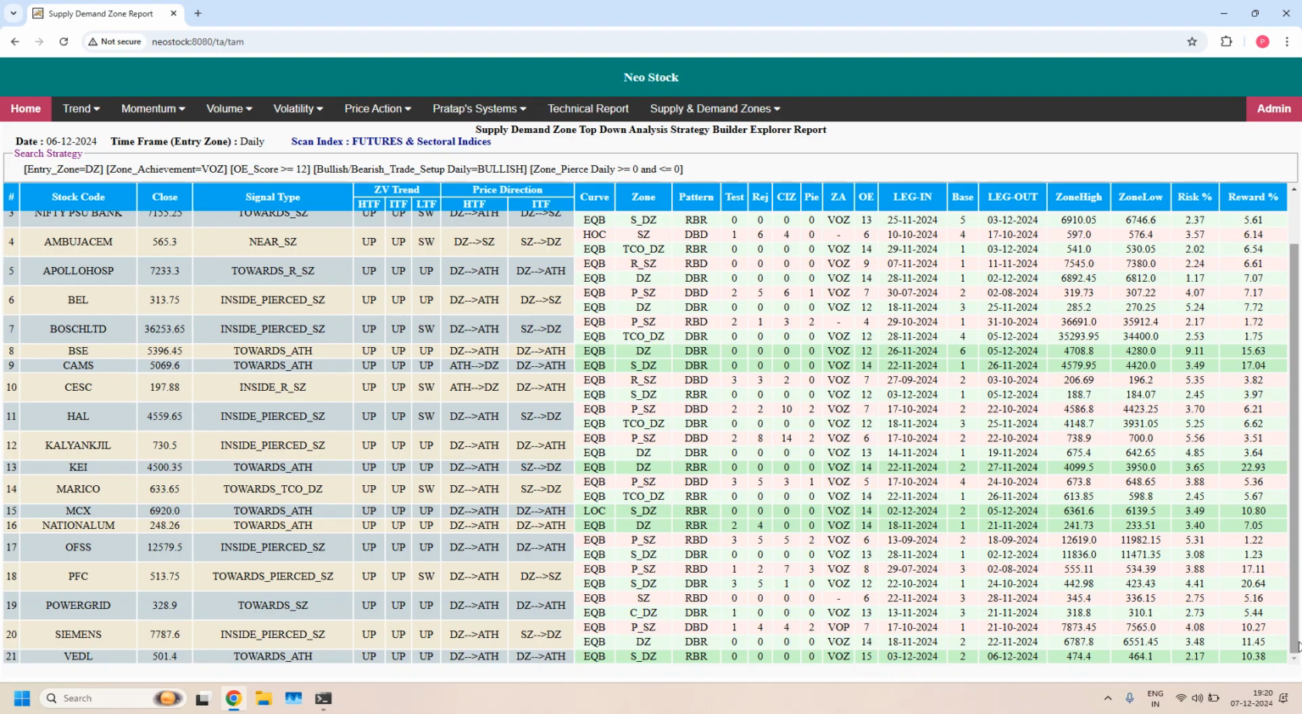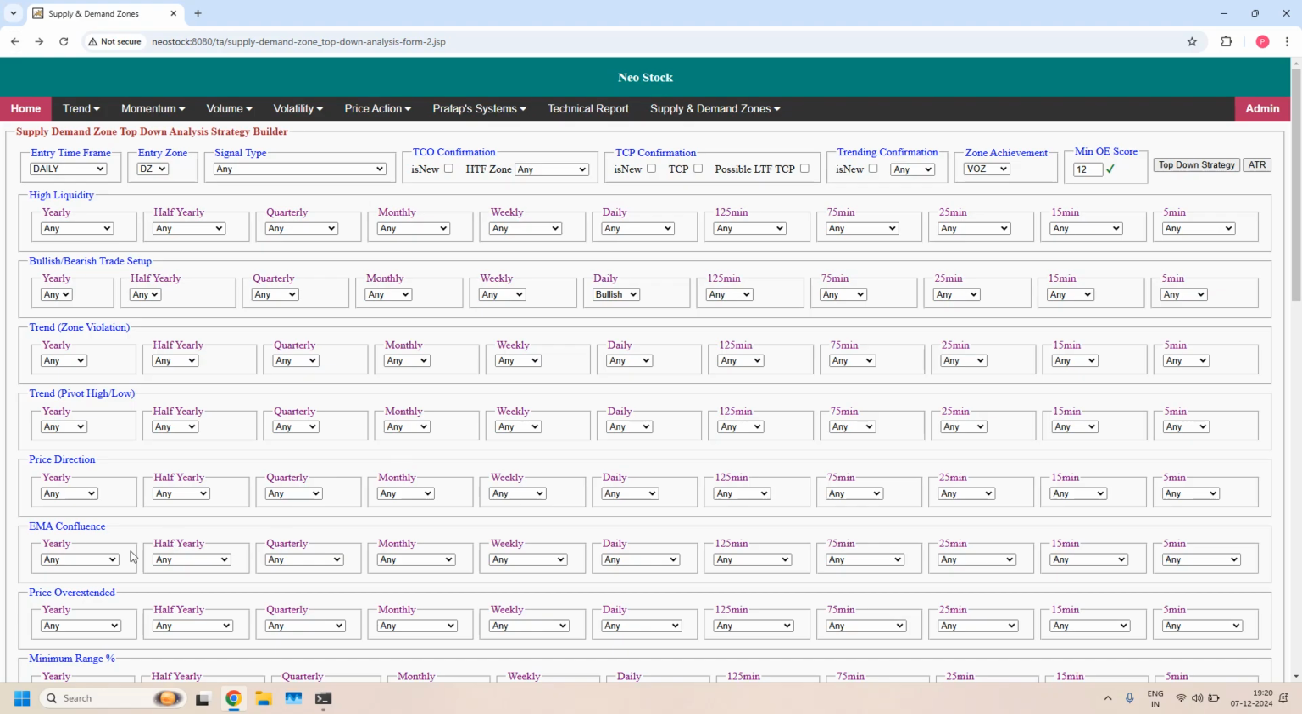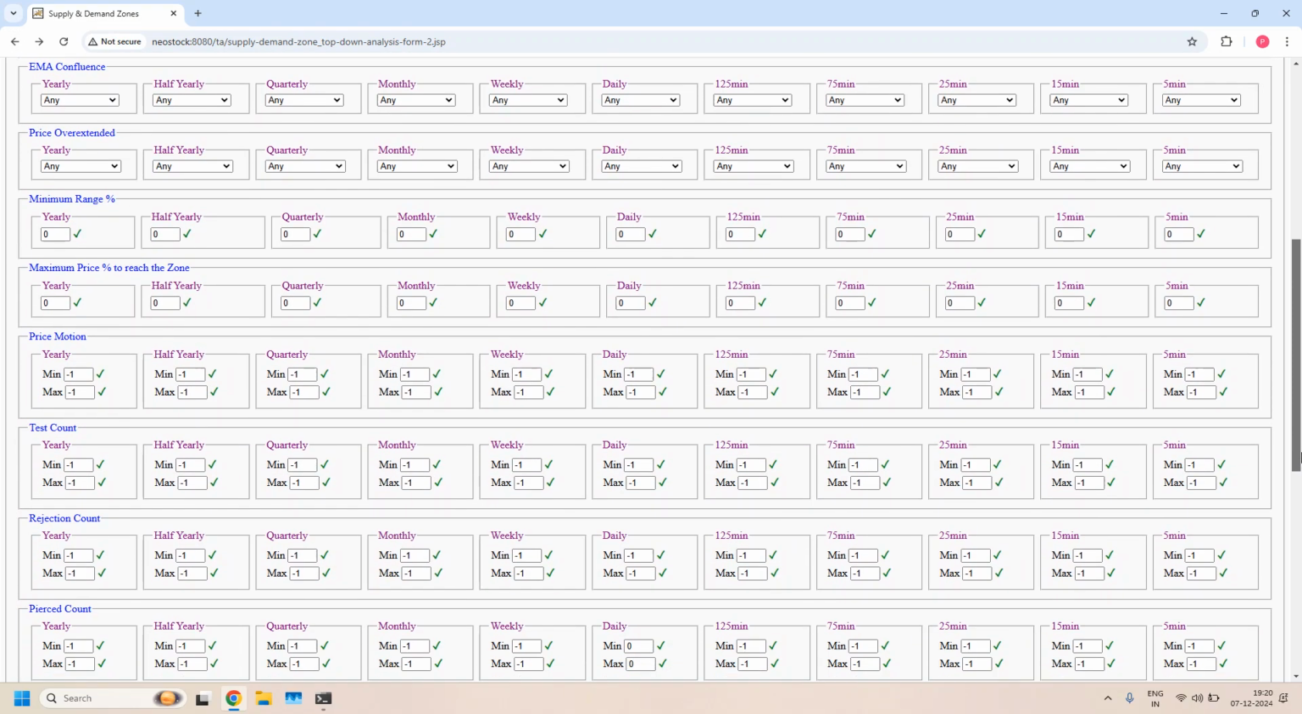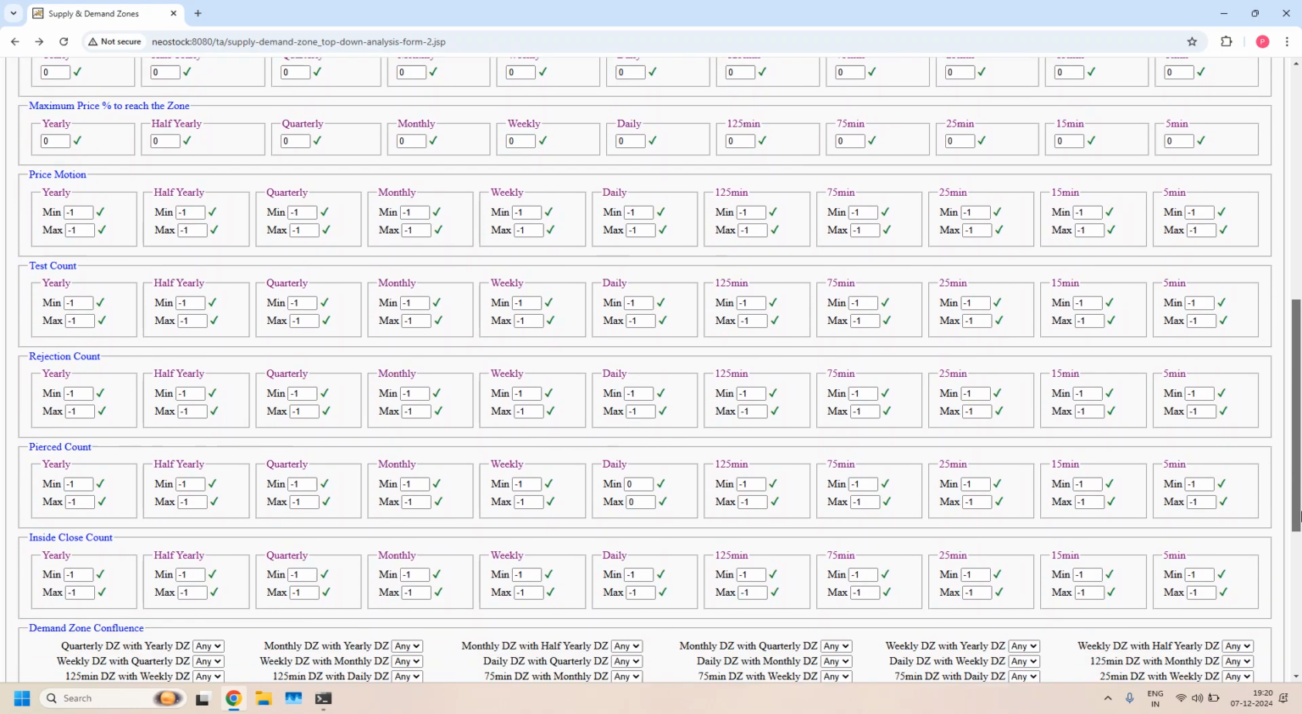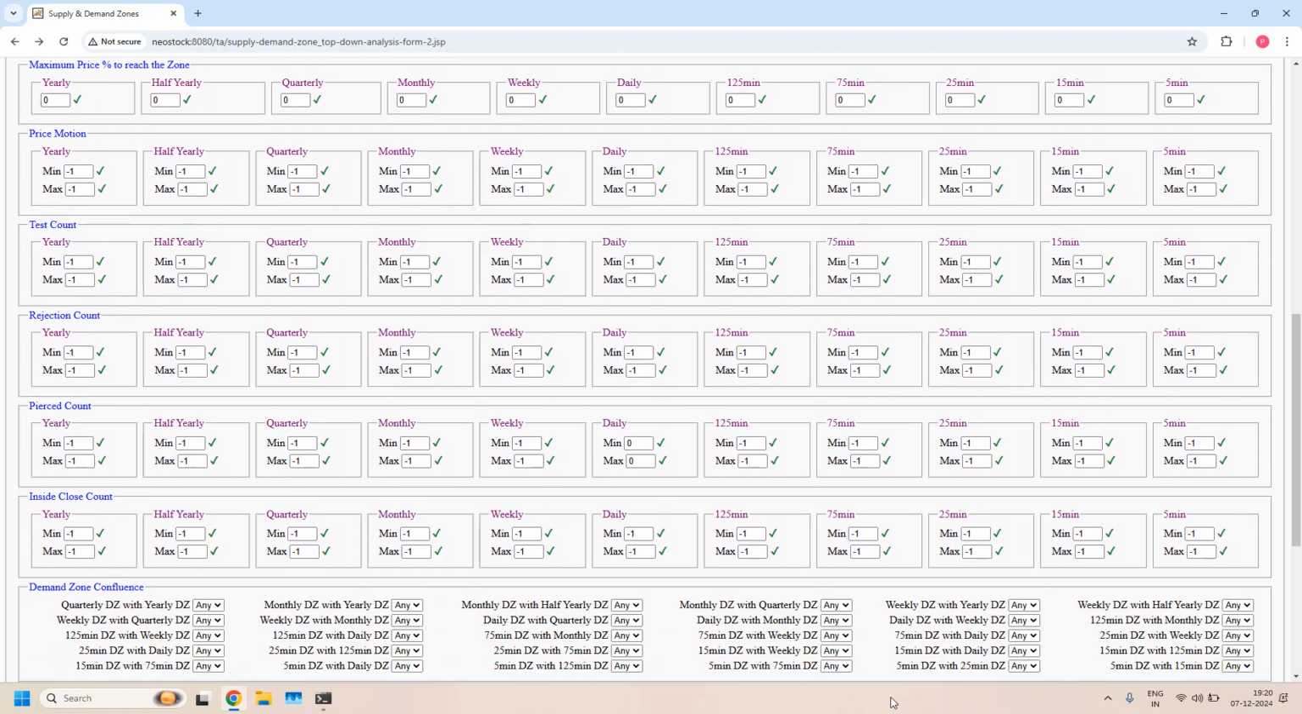So how to filter them? The first filter we will use is based on LTF and ITF demand zone confluence, as per the concept I explained in lesson 21. First let's filter demand zone confluence, daily LTF, weekly ITF. So I am using the filter daily demand zone with weekly demand zone confluence.